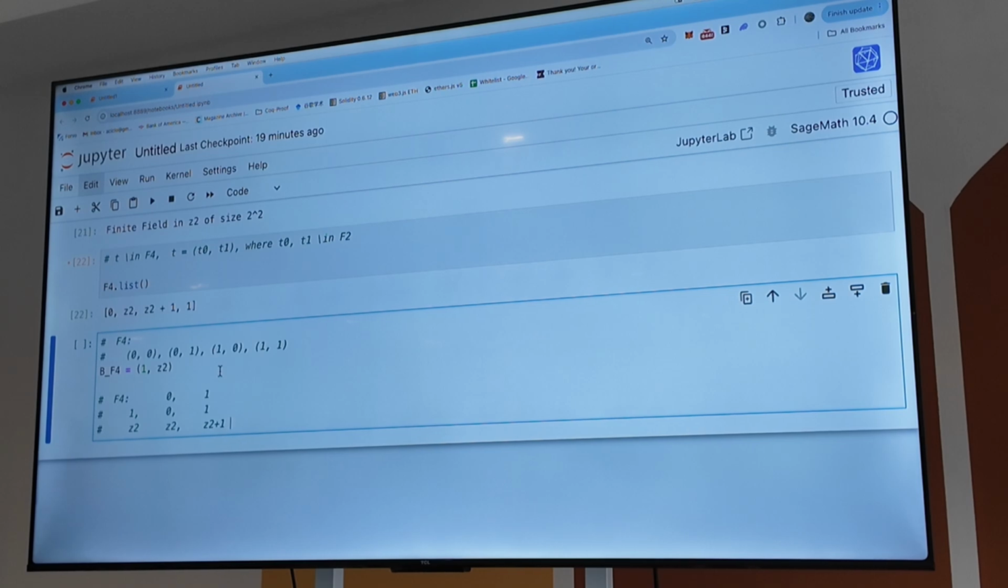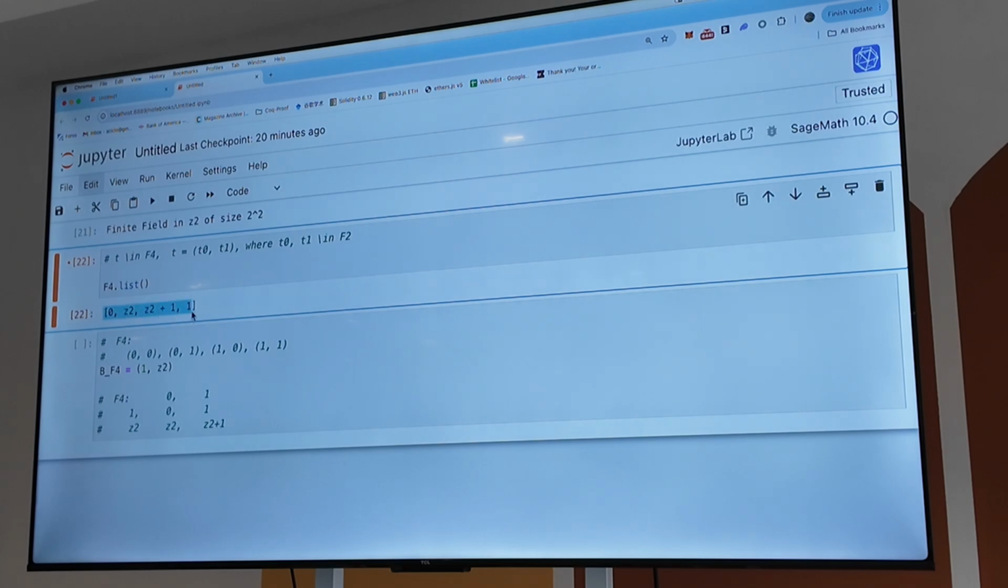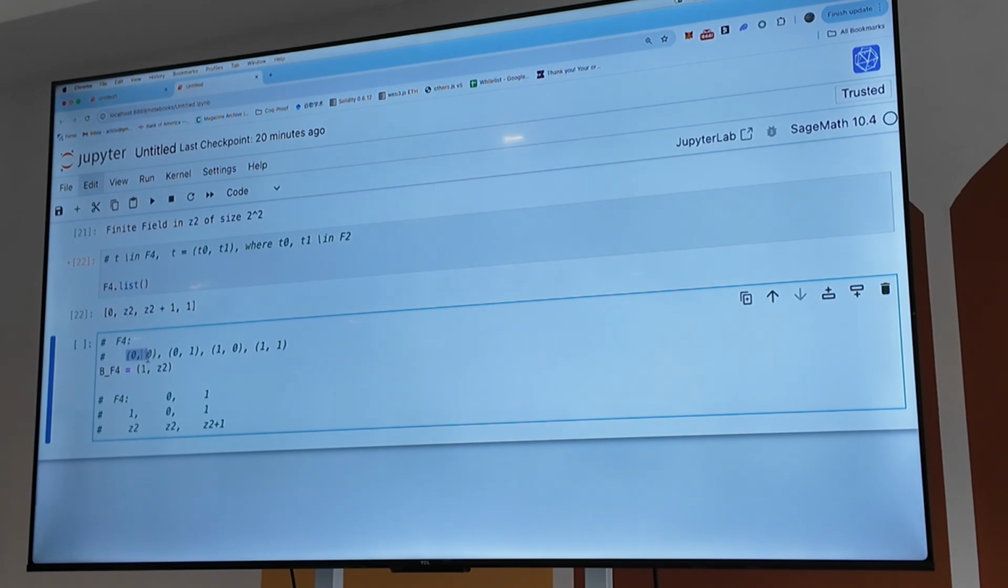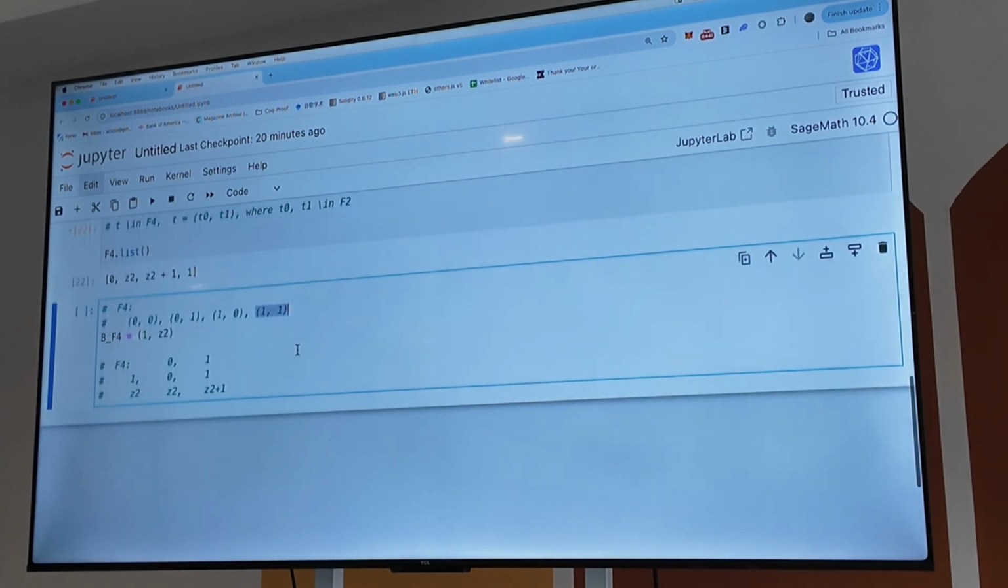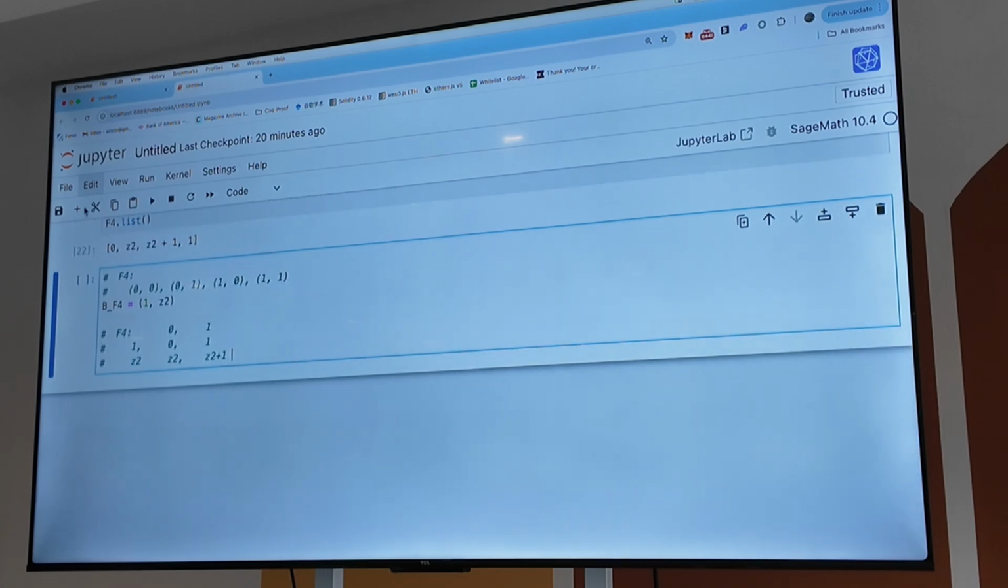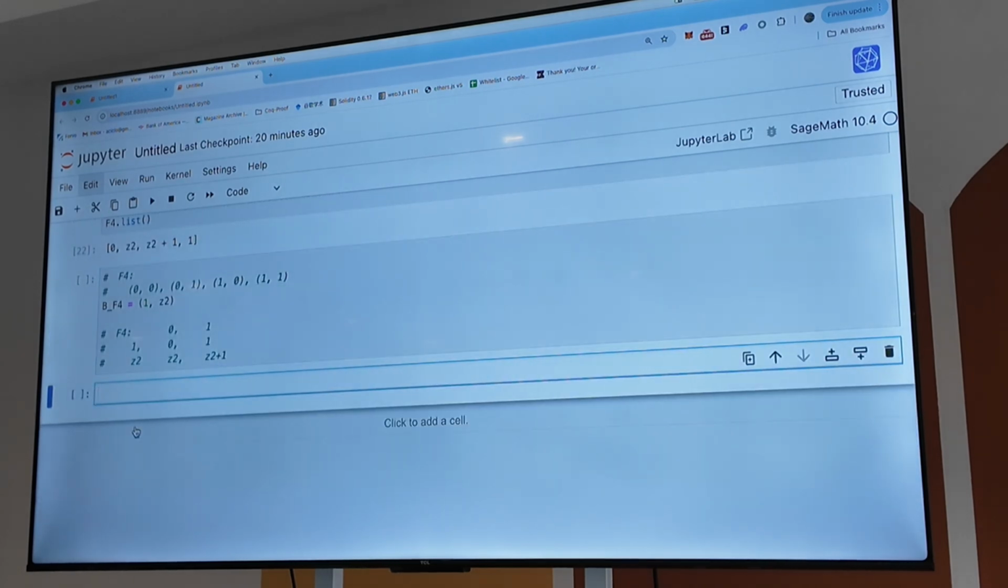So right now, F4 can be used as a 2-bit number. Even though F4 has such a complicated-looking representation, F4 is identical to all 2-bit numbers, right? From the pair 0, 0 all the way to the pair 1, 1. Any questions so far?